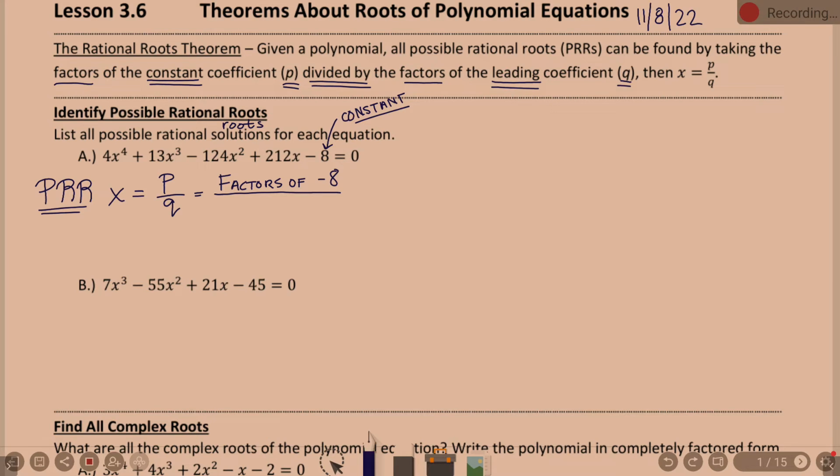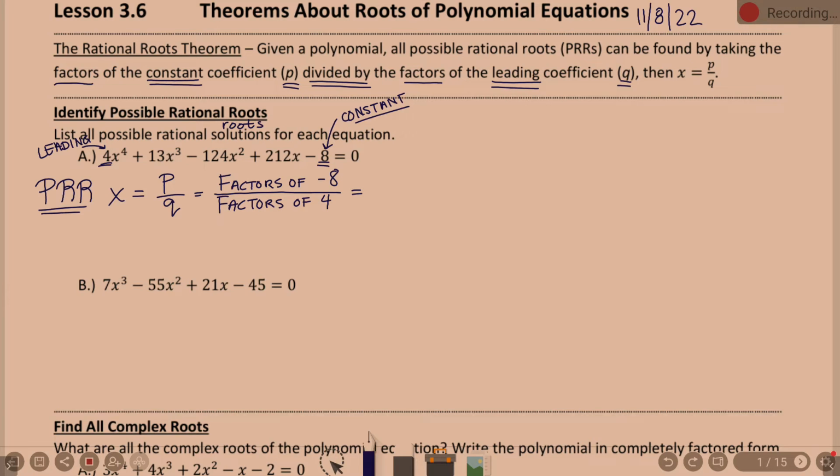Now, factors of the leading coefficient. What's my leading coefficient? 4. Why 4? So my leading coefficient is this 4 right here that is in front of x to the 4th. X to the 4th has the highest power, right? So that makes it my leading term, 4x to the 4th. The coefficient is the 4. So we're looking at that 4 right there. And so in the denominator, we're looking at factors of 4.